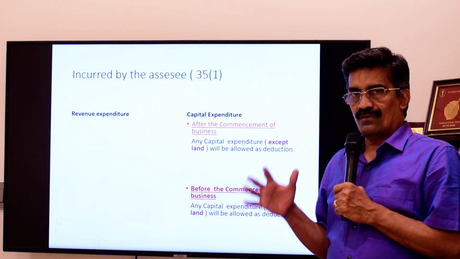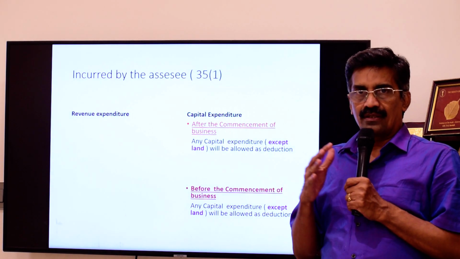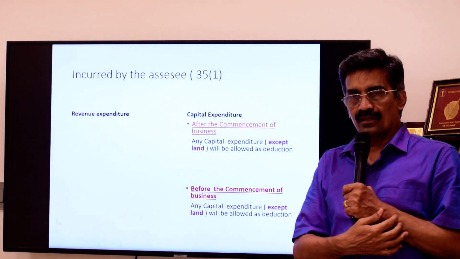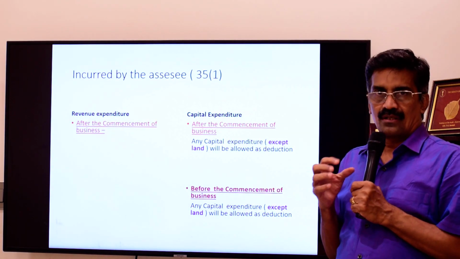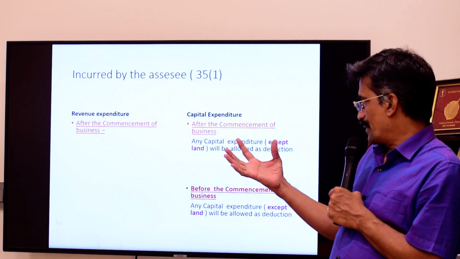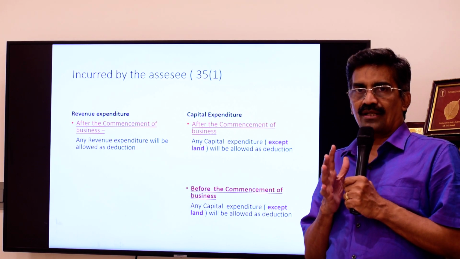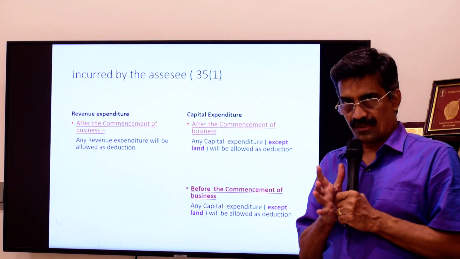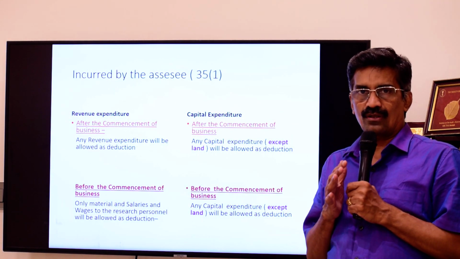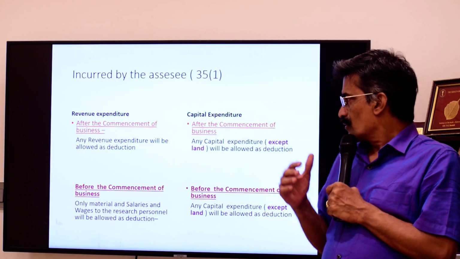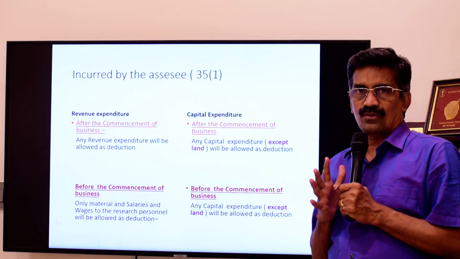But when it comes to capital expenditure, there is no difference between before commencement or after commencement. Any capital expenditure other than land will be allowed as reduction. When it comes to revenue expenditure, we have to be careful. Revenue expenditure can be divided into before commencement and after commencement. Before commencement, you can claim only two deductions. One is for research material and the other one is for salaries and wages, and even in the case of salaries and wages, this will not include perquisites. When it comes to after commencement, no problem. Any revenue expenditure will be allowed as reduction.